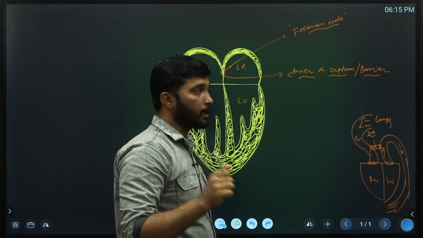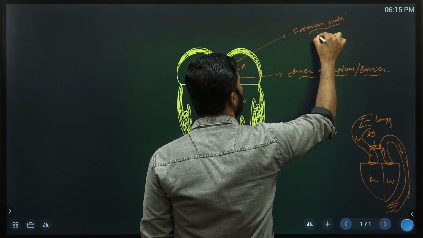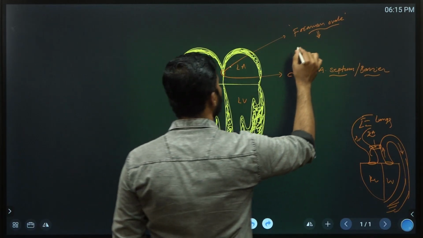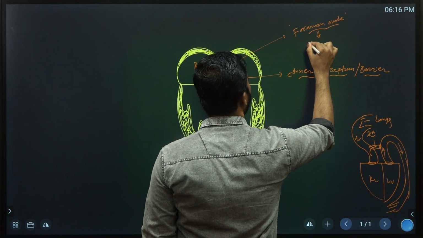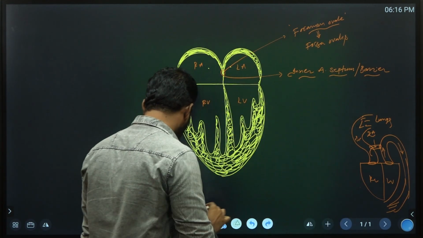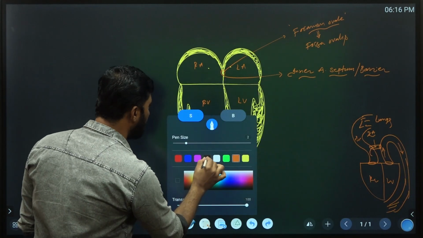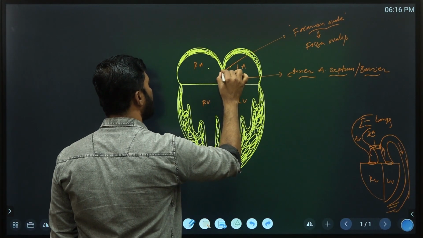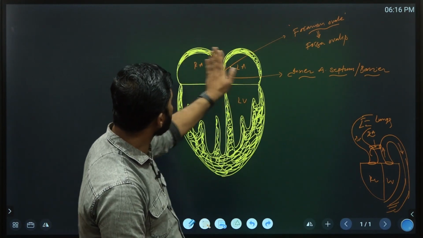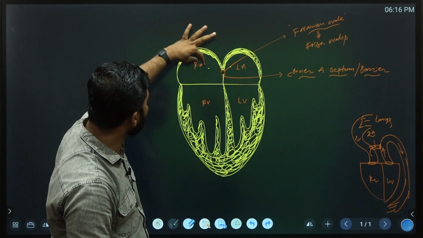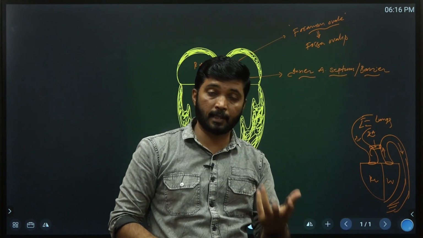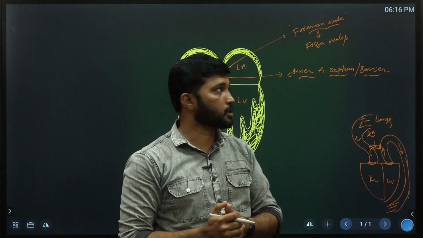At the time of delivery, what happens? When the lungs become functional, the foramen valve is closed, and it remains as a remnant called the fossa ovalis. When it is closed, there is no connection between the right atrium and the left atrium. That is the fossa ovalis developed at the time of delivery, when the lungs become functional.